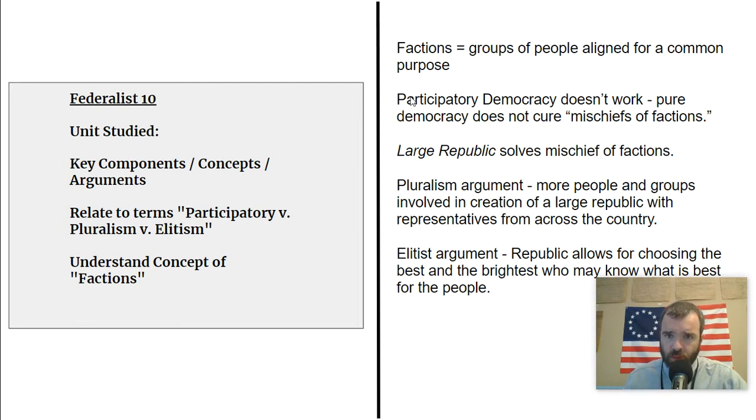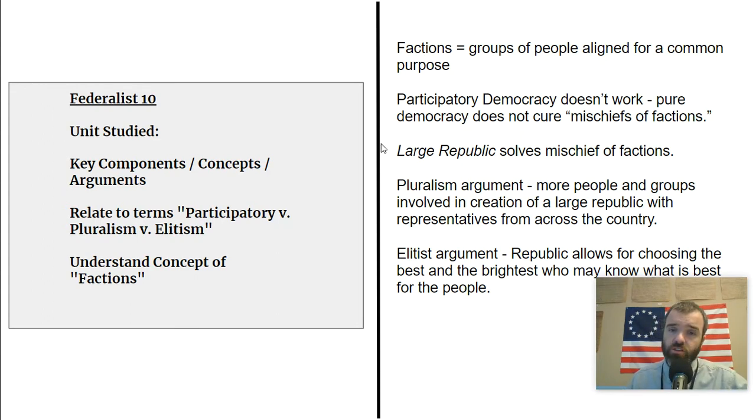So Madison argues that a pure participatory democracy is not going to work. It doesn't solve factions. If everybody is voting on everything and political participation is entirely complete, then this doesn't solve the mischiefs of factions. In this case, overwhelming majorities of people could impose their will on others.